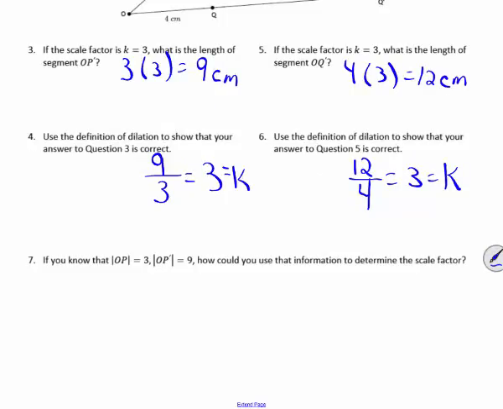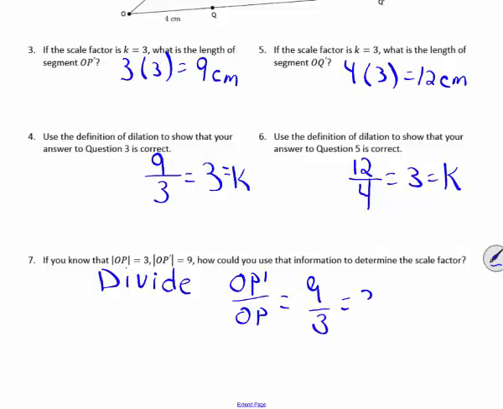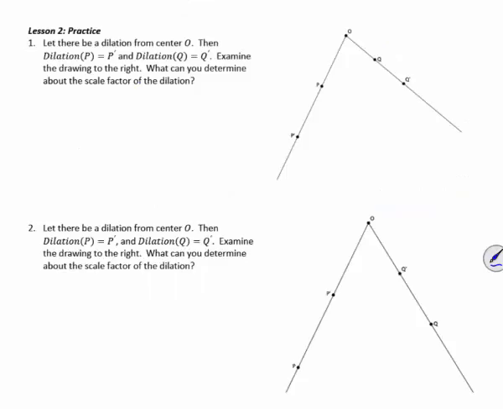If you know that OP equals 3 and OP prime equals 9, how could you use that information to determine the scale factor? You're going to divide. OP prime divided by OP. So 9 divided by 3 is 3, which is what we did right up there. Oh, look at that. Practice already.